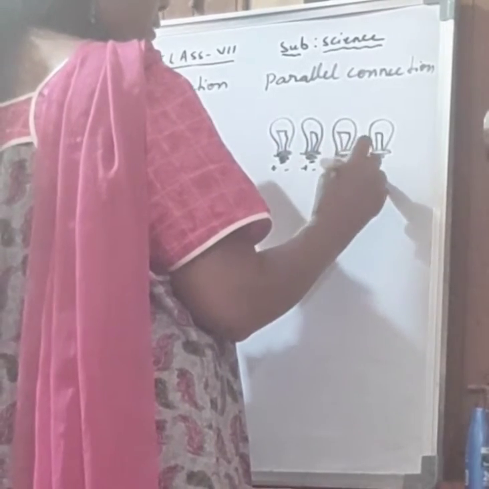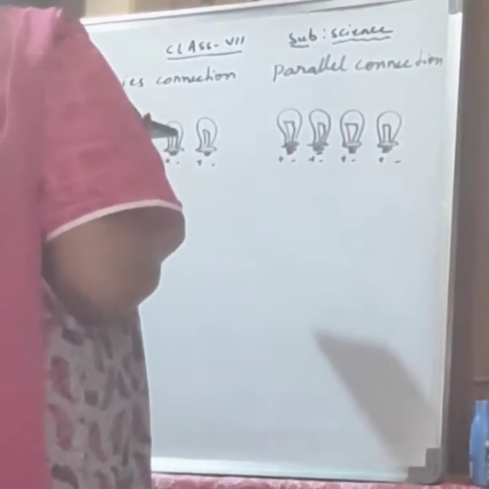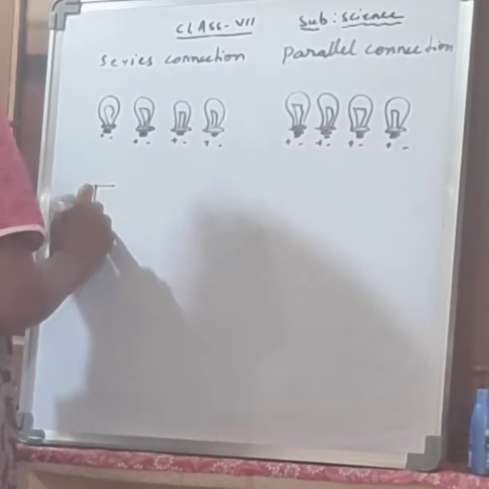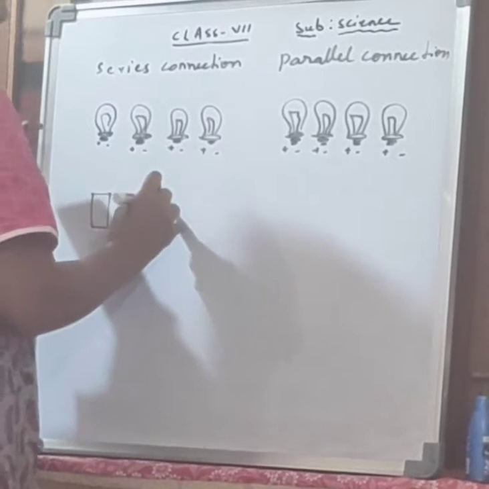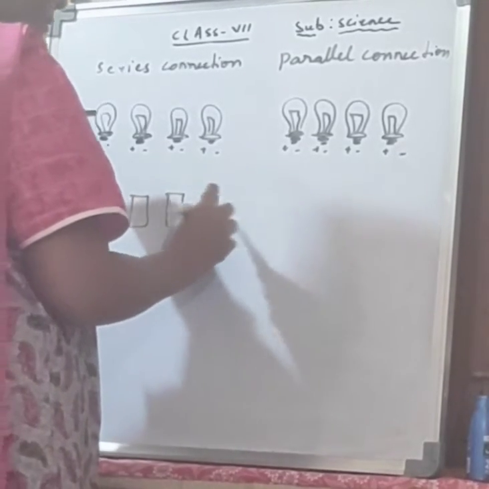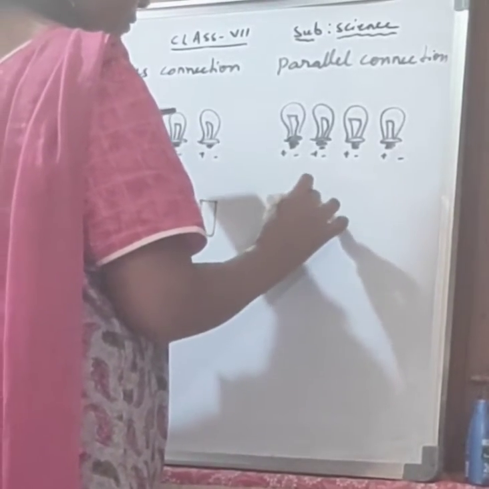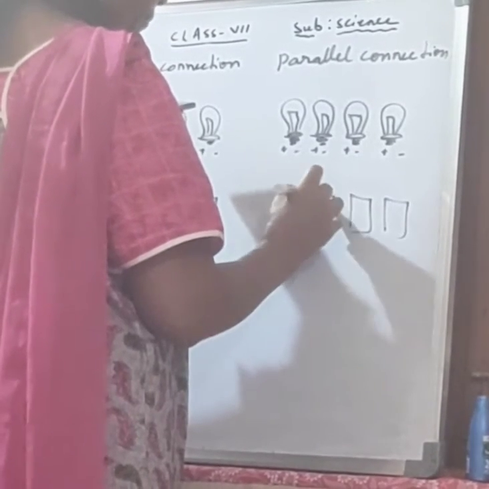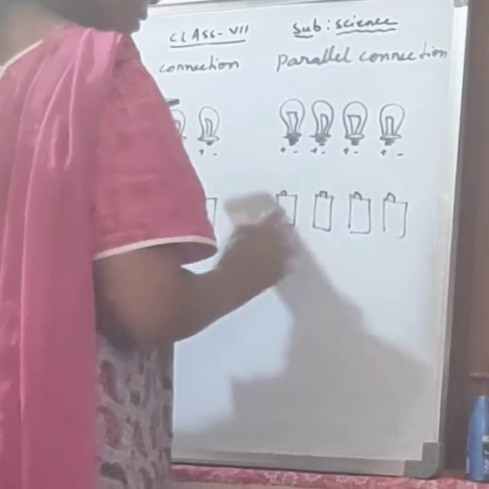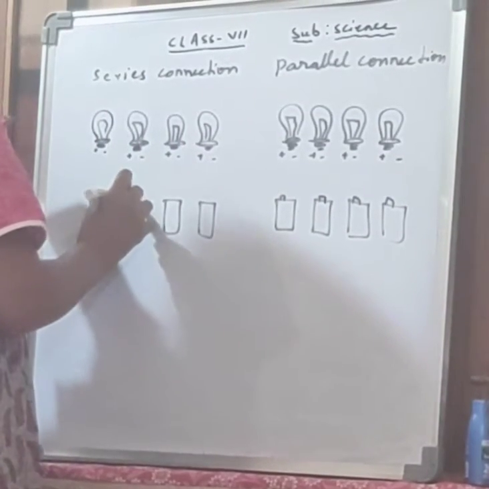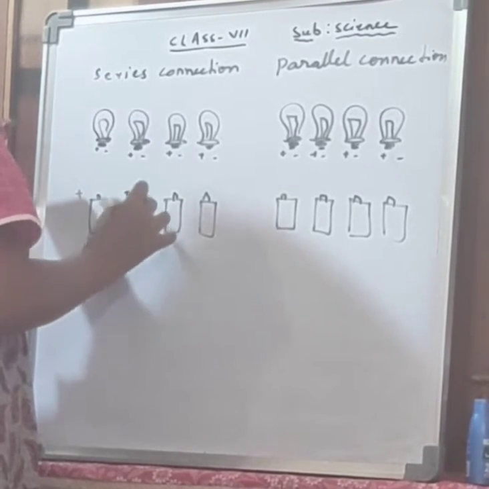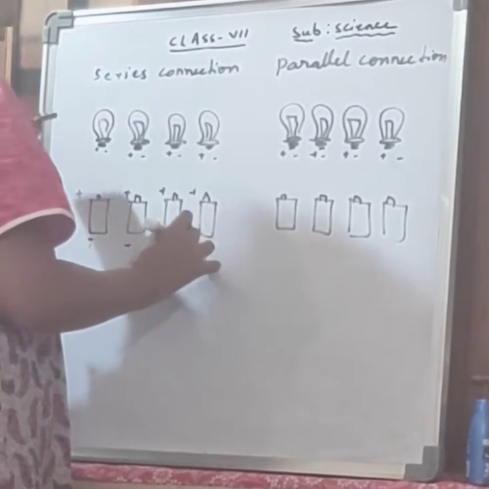Now in series, the bulbs. Okay, I'll draw cells also. Suppose 4 cells are connected like this. Okay, 4 cells are there, 4 bulbs are there. Positive, here negative. Positive, negative. Like this the cells have the connections.